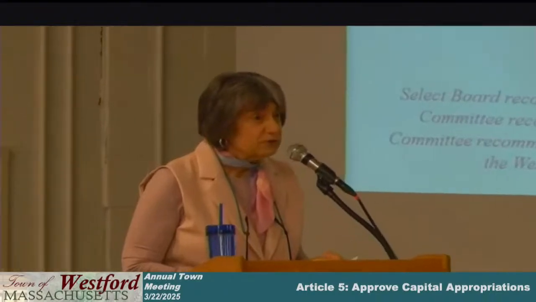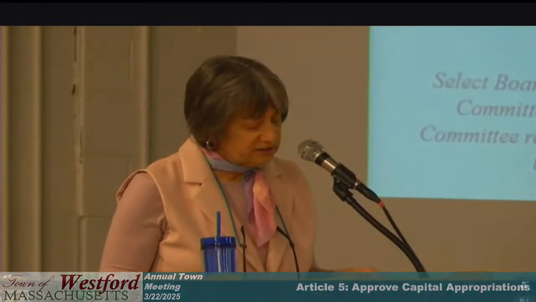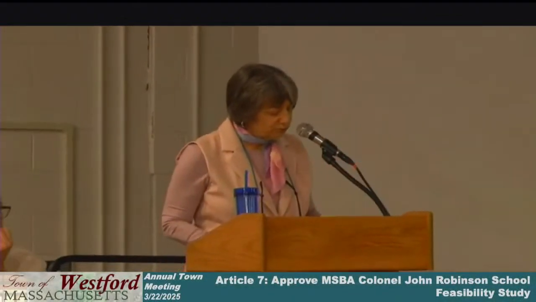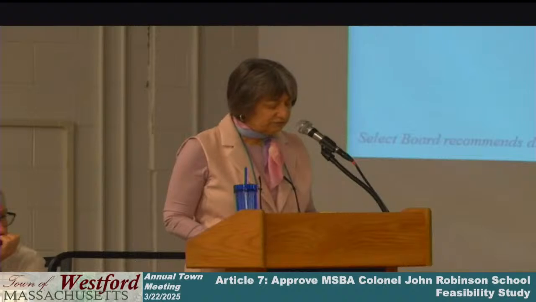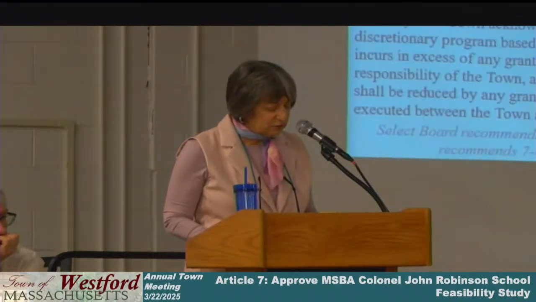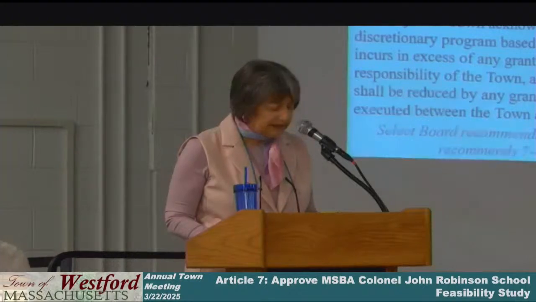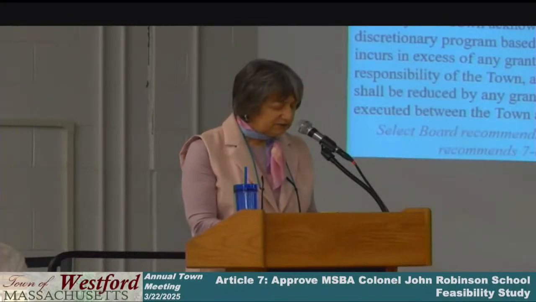All right, we disposed of Article 6 under the consent agenda, so we'll move on to Article 7. Under Article 7, I have a motion to appropriate $1,600,000 for a feasibility study to replace or upgrade the facilities for the Robinson School and to authorize borrowing to cover that amount, for which the town may be eligible for a grant from the Massachusetts School Building Authority. Any borrowing authorized by this vote shall be reduced by the amount of any grant award, and the town shall be responsible for any costs incurred in excess of any grant amount received. Is there a second to the motion?